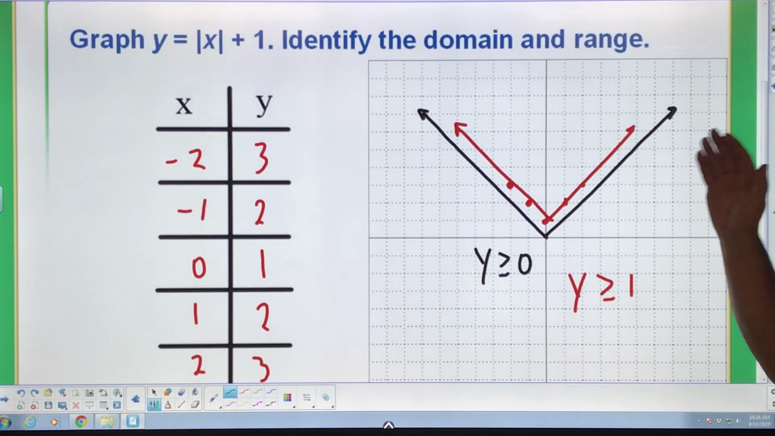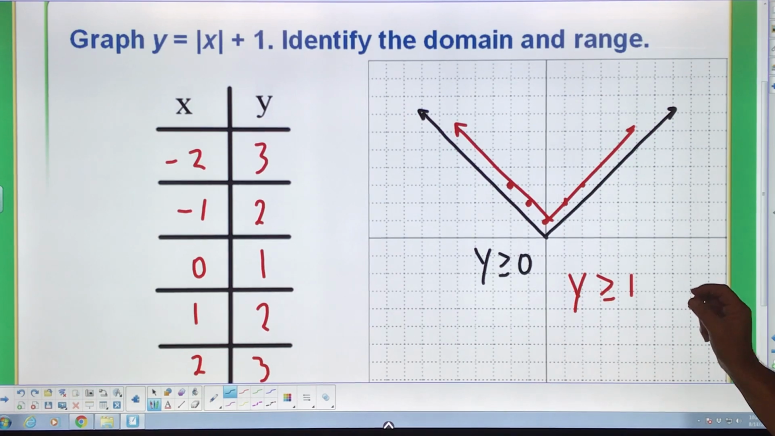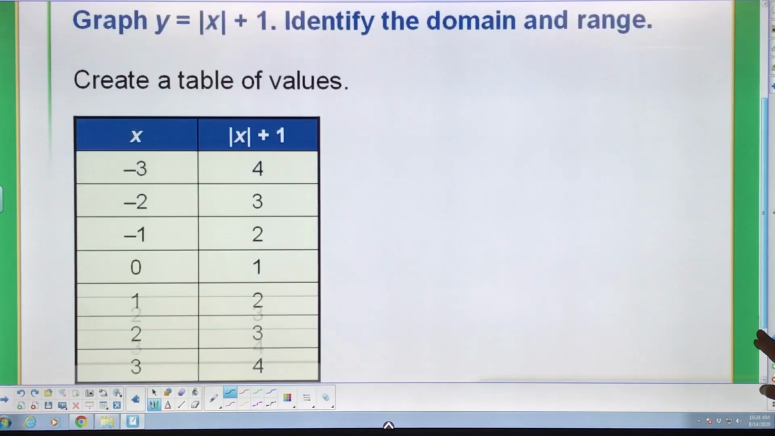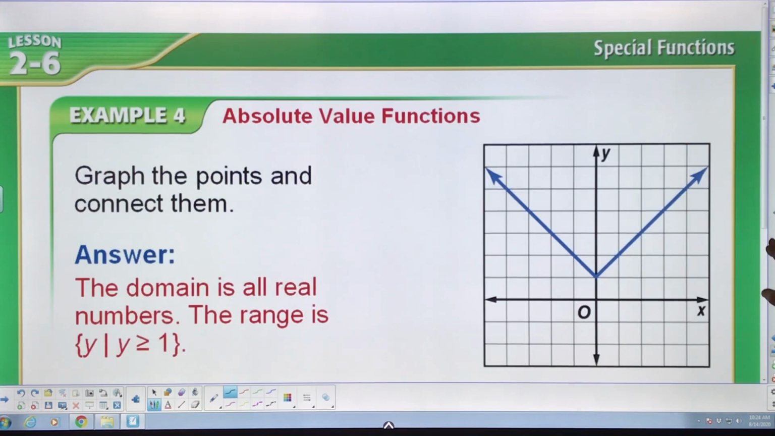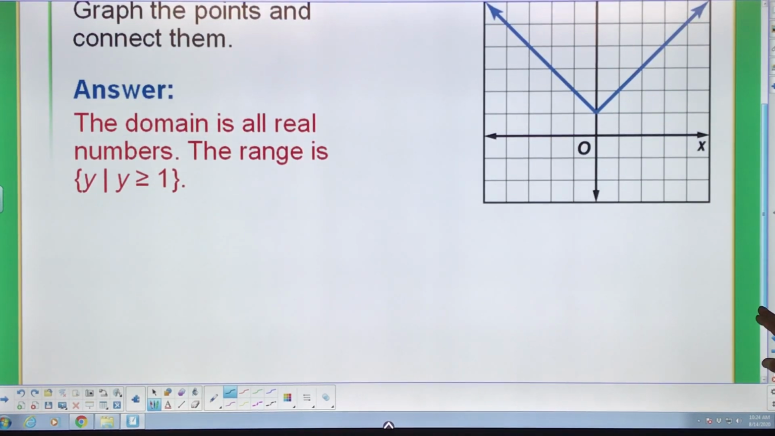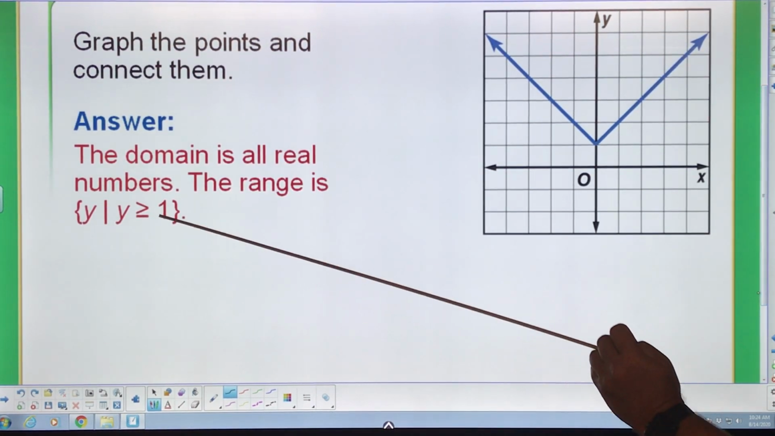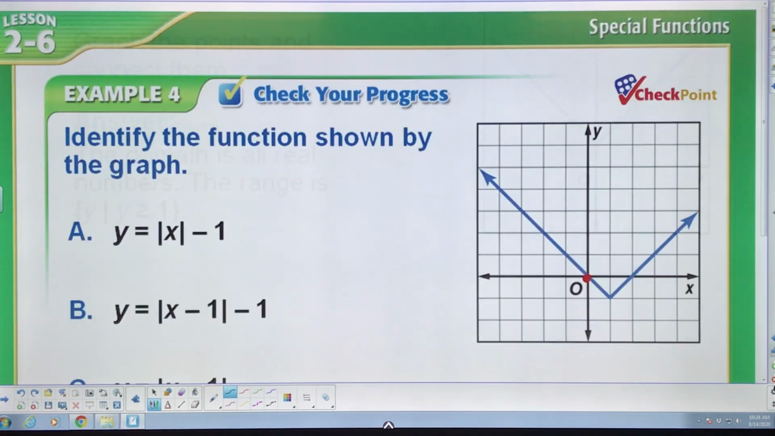The range, what things it could be. So it changed just a tweak. Both of them, as I said, the domains were the same. So they did their T-chart here. They did their graph. They didn't put the parent on there, but they do have the same domain and range that we just had.